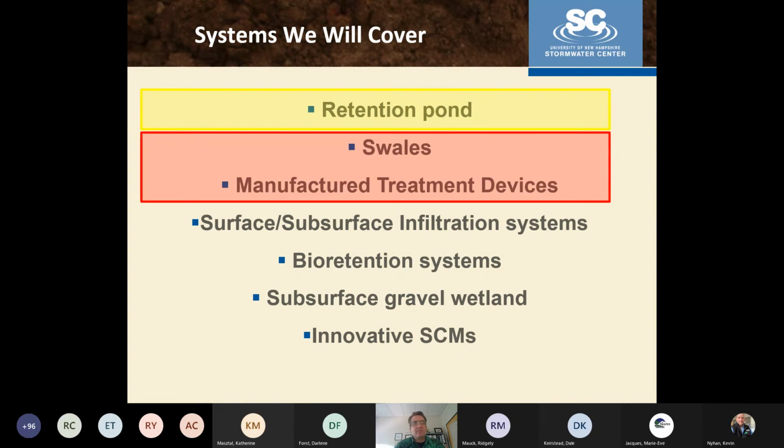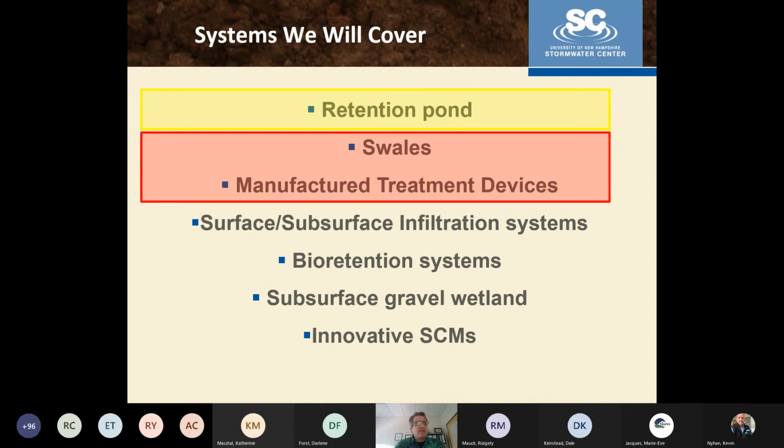your impaired water. Bioretention systems are really the workhorse of many of our structural controls. And in New Hampshire, they're relatively easy to implement. So it gets difficult as you go to more and more urbanized areas.